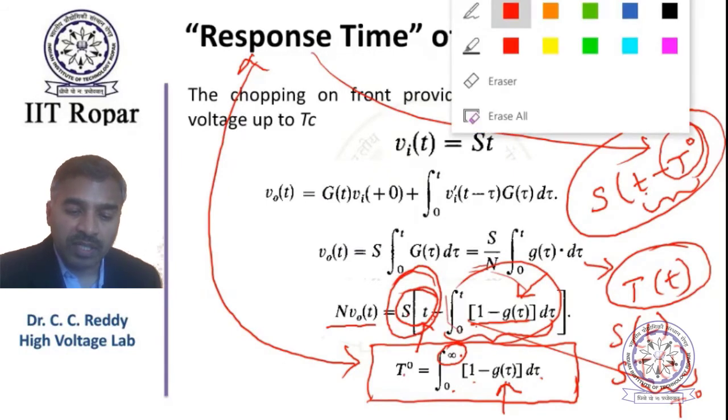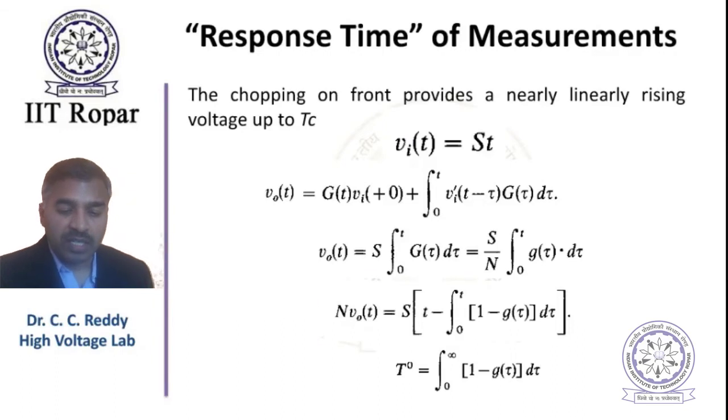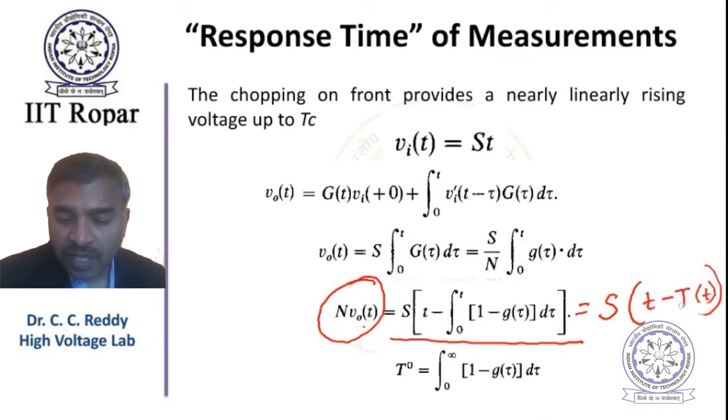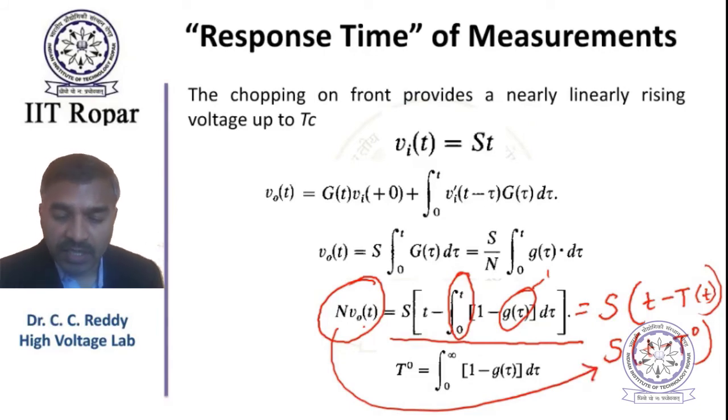A little bit tricky, but you have to understand this. See, n times the output voltage V naught of T is given by this integral. In this integral, this can be written as S into T minus some T of T. Now this T of T becomes constant after a certain time, because GT becomes 1 and after a certain time there is no contribution of this integral. So in steady state, it is S into T minus T naught. This is simply the output function, a delayed function, that's what I told you.